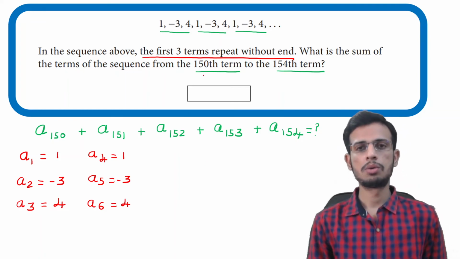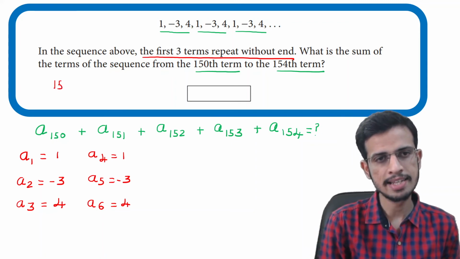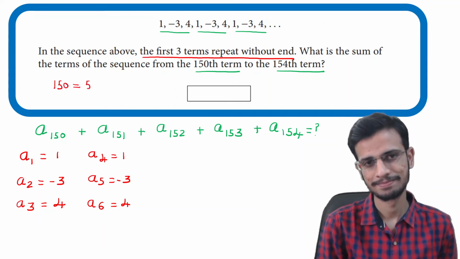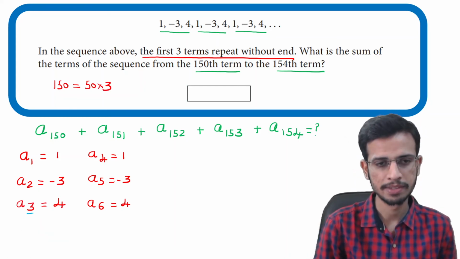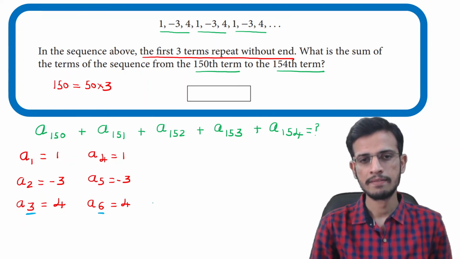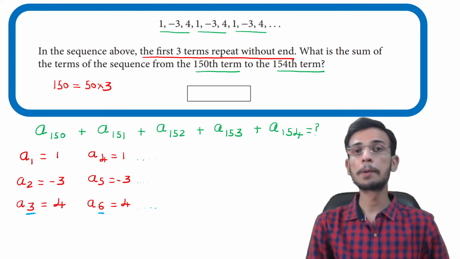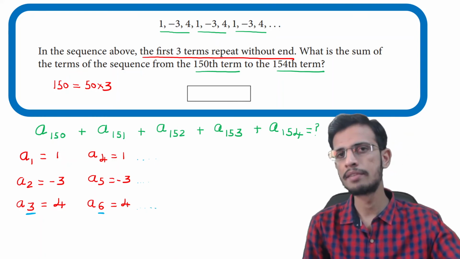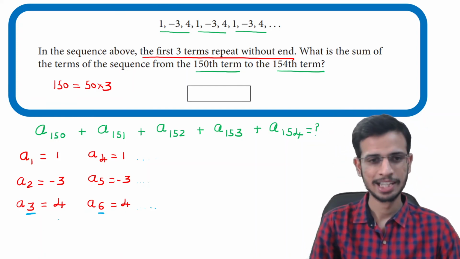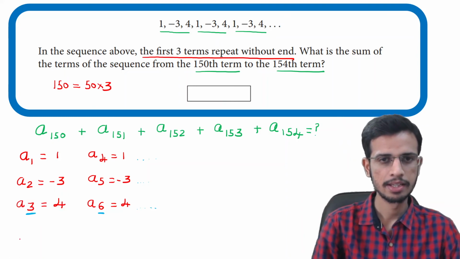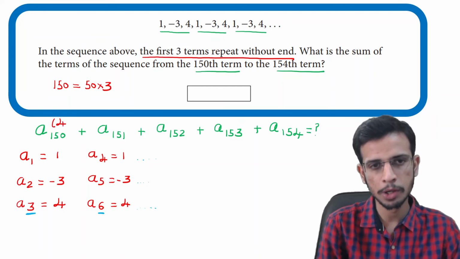Right? So 150 is a multiple of 3, and those terms which are multiple of 3, like 3, 6, 9, so on, we can write a similar pattern. So those terms which are multiple of 3, like 3, 6, 9, 12, 15, 150, will be equal to 4. So this term will be equal to 4, right? 150 is a multiple of 3.